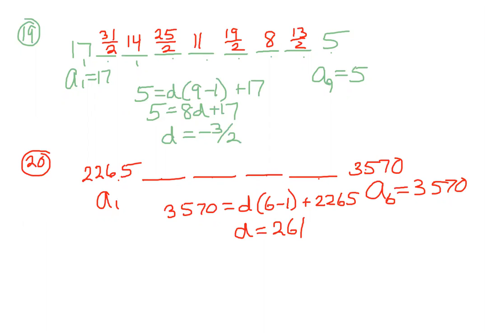So filling these in, you should get 2526, 2787, 3048, and 3309. And that's the end of that. So now we got a couple applications here.